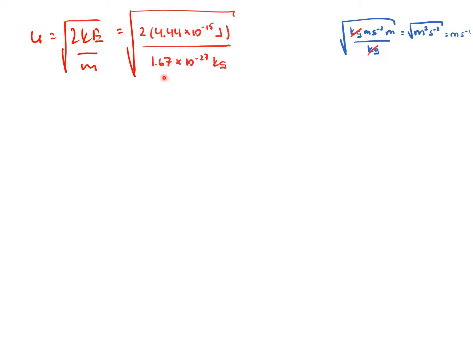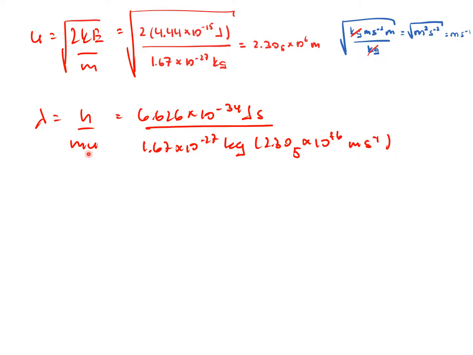So now plugging this into our calculator gives us 2.305 times 10 to the 6 meters per second as the speed of our proton. Now, knowing the speed, we can now calculate the de Broglie wavelength using the equation for the de Broglie wavelength, which is lambda equals h divided by mu. So plugging the values gives us 6.626 times 10 to the negative 34 joules times seconds, which is Planck's constant, divided by the mass of the proton, which is 1.67 times 10 to the negative 27 kilograms, times 2.305 times 10 to the 6 meters per second, which is the speed of the proton, which we just calculated from step 1.